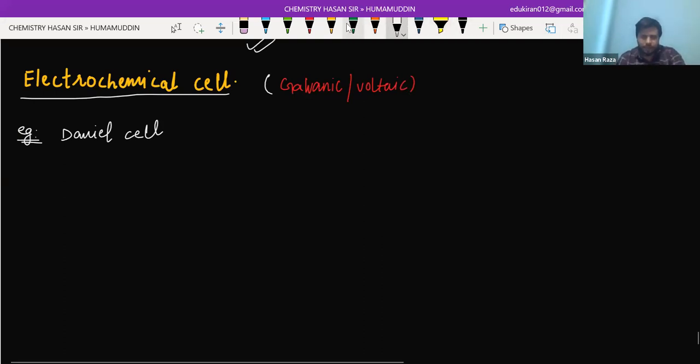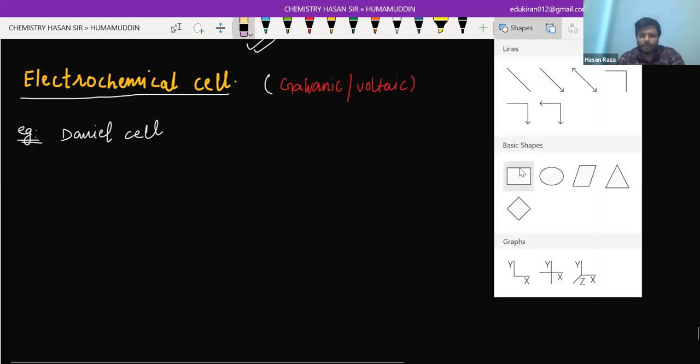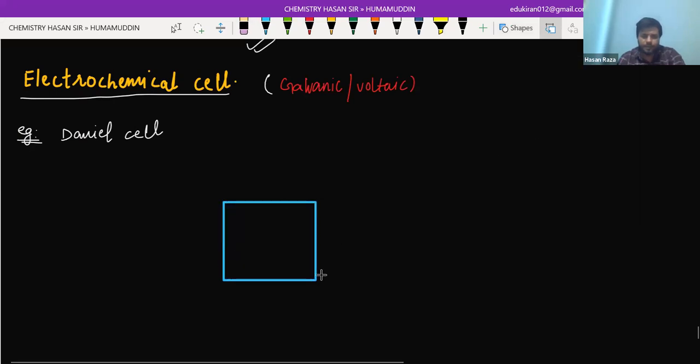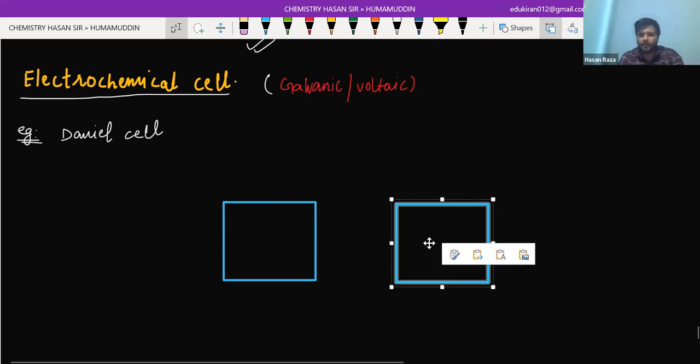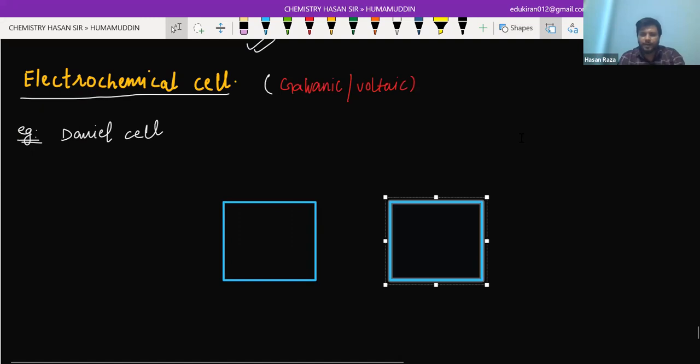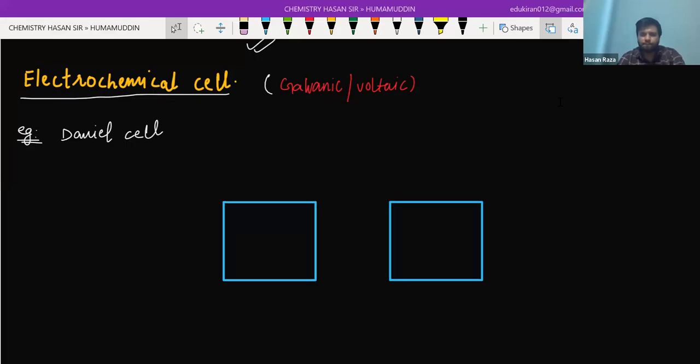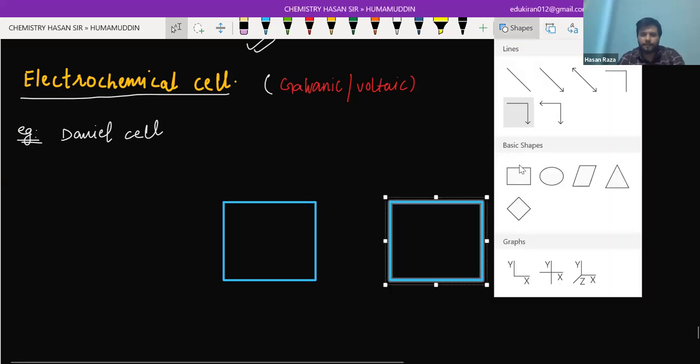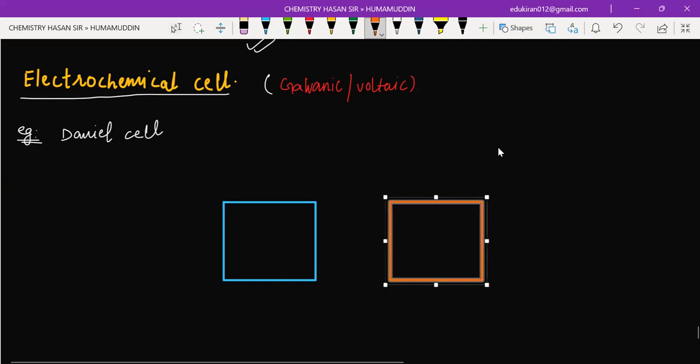Now I'm going to draw a structure which is very important, so be with me. See what we have. There is a container, and there is another container of almost the same size, as you can see. Now, in this container, just wait a minute, please. Are you able to see the screen? Yes, sir.